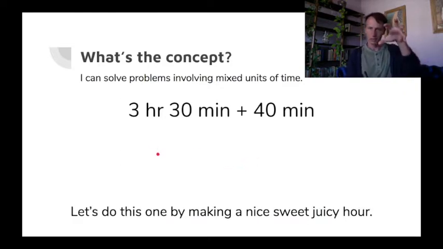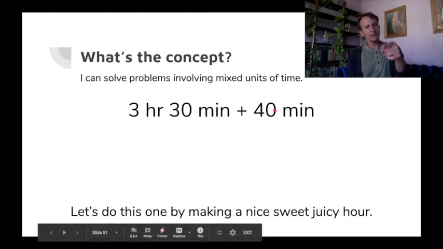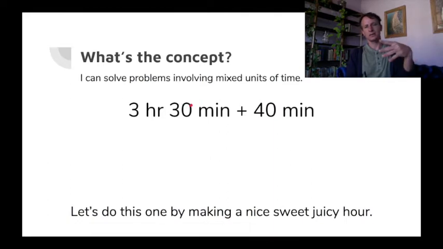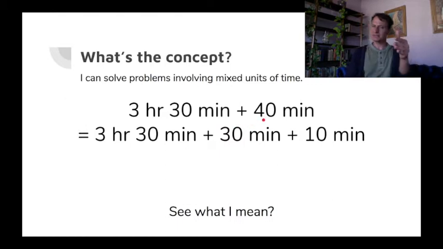So let's do this one. We're going to make a nice, sweet, juicy hour. So when I look at 40 minutes, right, what do I need to get this 3 hour, 30 minutes to that nice, juicy 4 hours? Right, so if I decompose the 40 minutes as 30 and 10 minutes, see, there's my nice hour. And honestly, this is how I do stuff in my head.